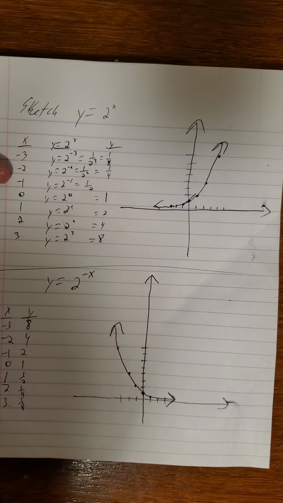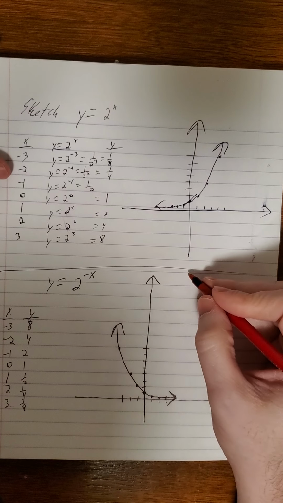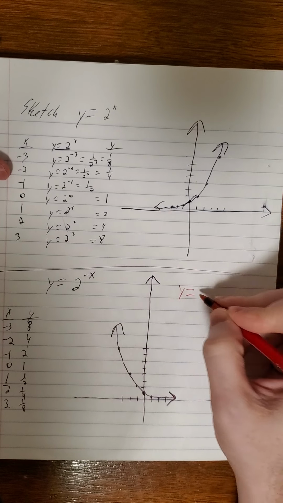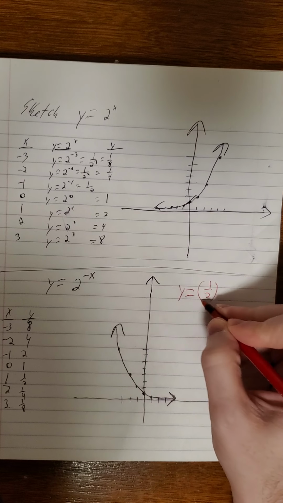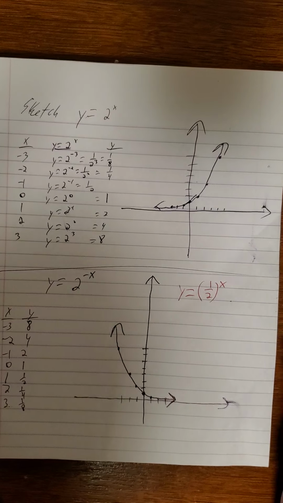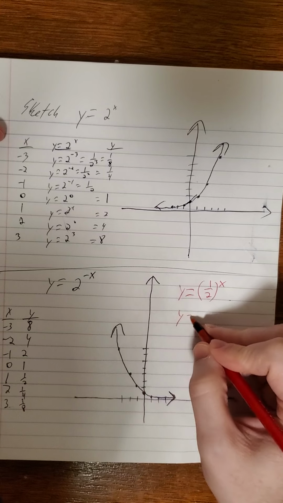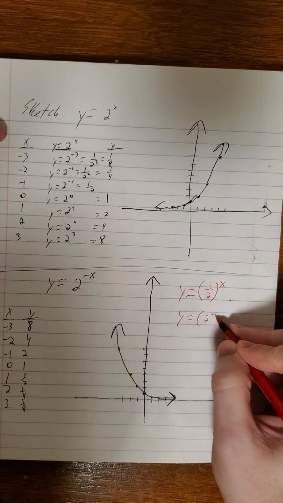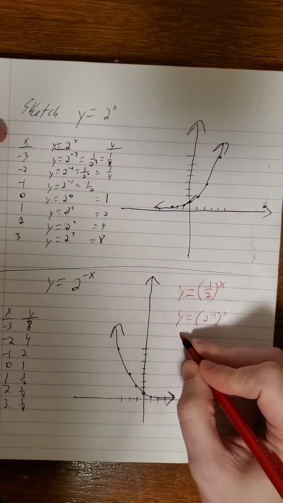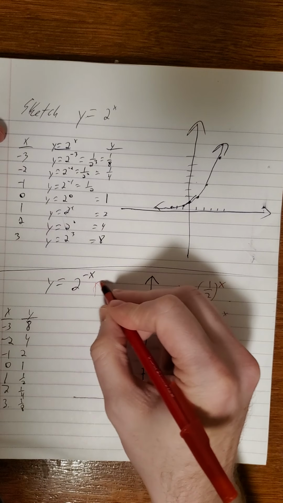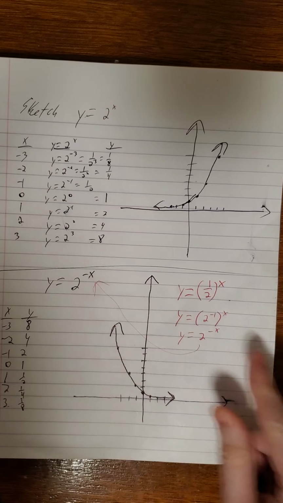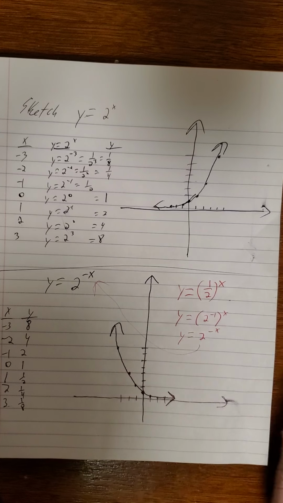One thing that you might notice that is also the same as if I had asked you to graph y = 1/2 to the x power. Well, 1/2 is 2 to the -1st. Power to a power, we multiply. So 1/2 to the x and 2 to the -x would look exactly the same.